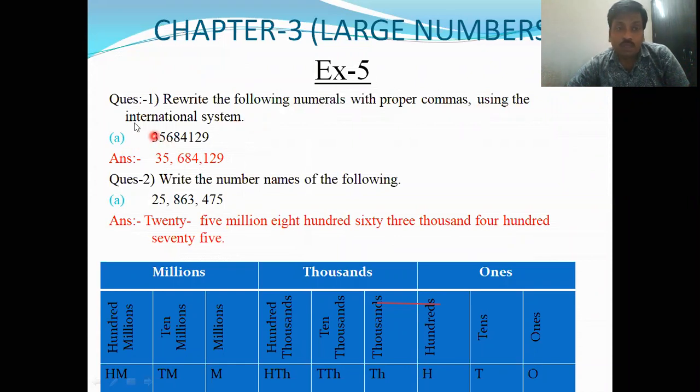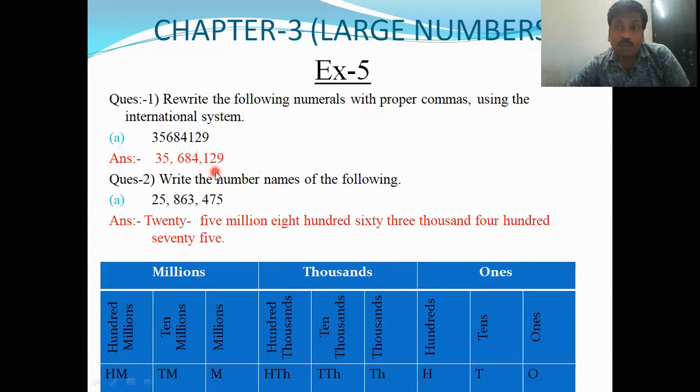Here is 1A: 35684129. How can we insert the commas? Here is the international place value chart. These are called the periods and these are called the places of these periods. The first period is the ones period, which has 3 places. The thousands period also has 3 places, and the million period also has 3 places.